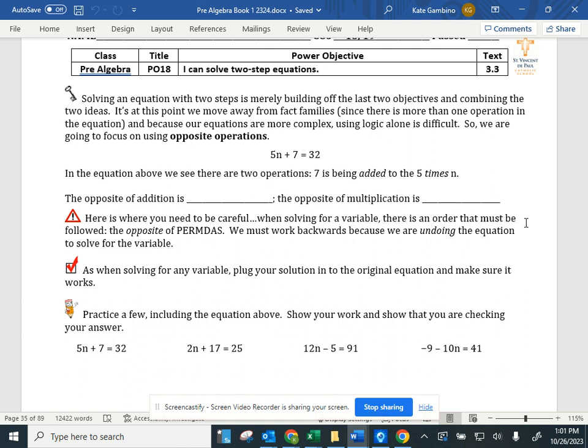Solving an equation with two steps is merely building off the last two objectives and combining the two ideas. When we combine those ideas is what we really need to pay attention to, to make sure we're doing the correct step in the right order. It's at this point we move away from the fact families and using logic alone, and now we're focusing on the opposite operations. When I was walking around earlier, there were some people saying I did all opposite operations because it was easy. Yeah, that's going to really help you out today, because you are in the groove of doing those opposite operations. That's the name of the game from here on out.